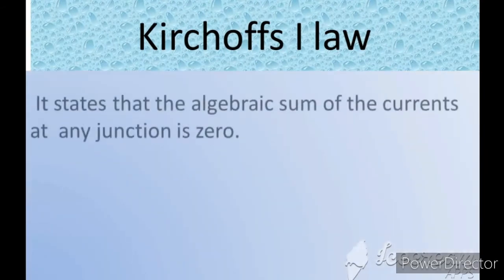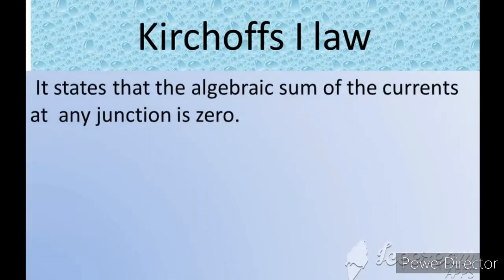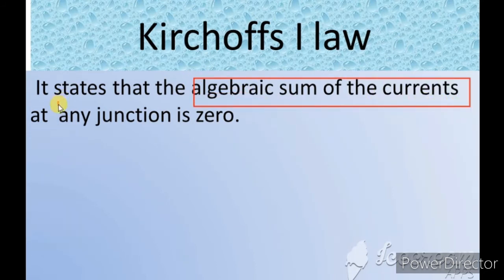So the statement is: the algebraic sum of the currents at any junction is 0. If you consider any junction, in that junction the algebraic sum of the currents is 0. So what is meant by algebraic sum? Algebraic sum means what?